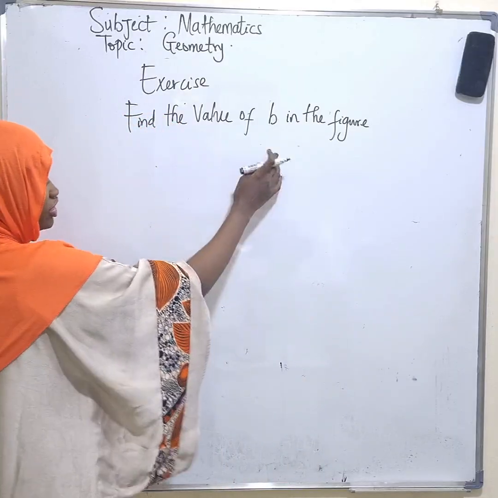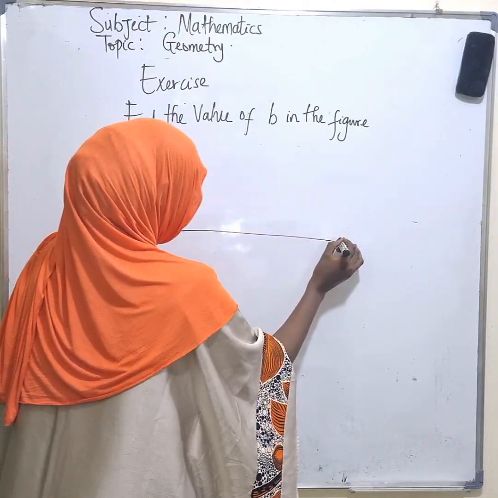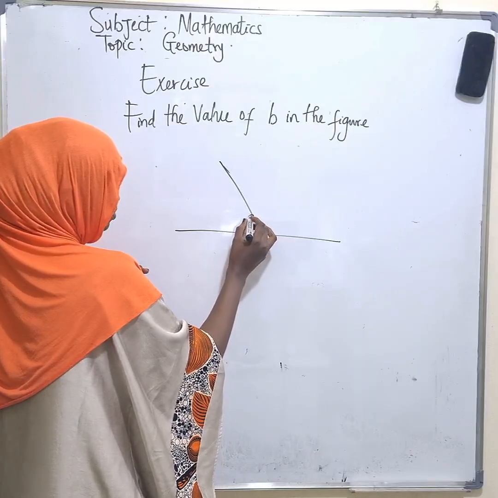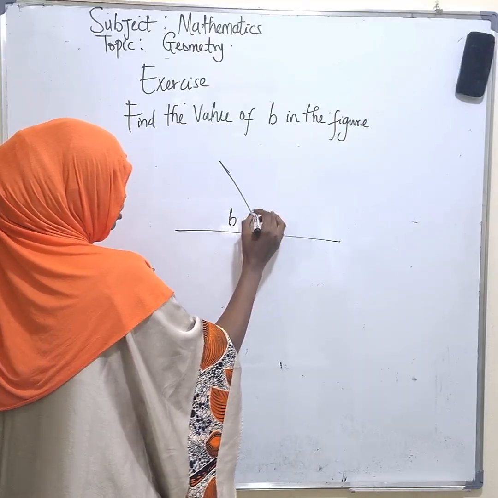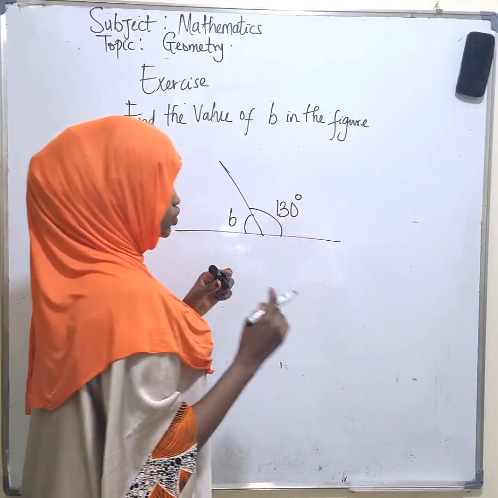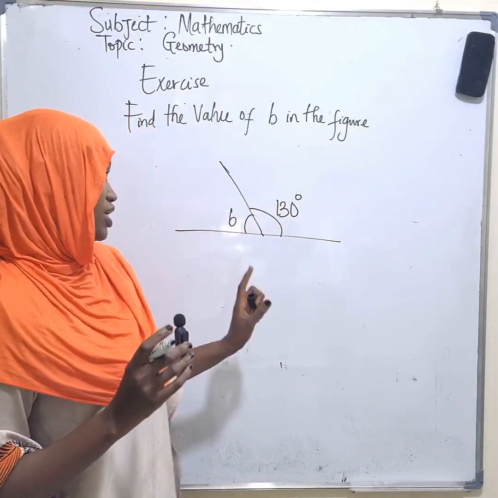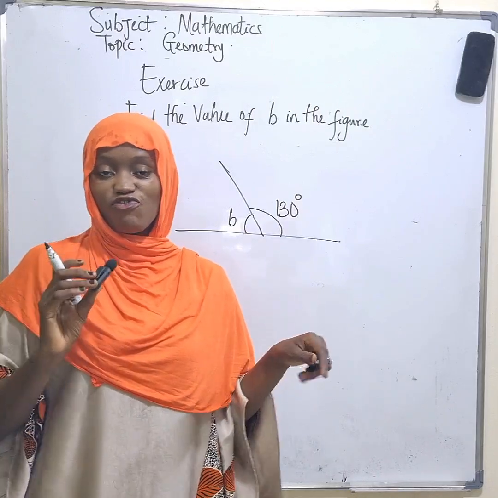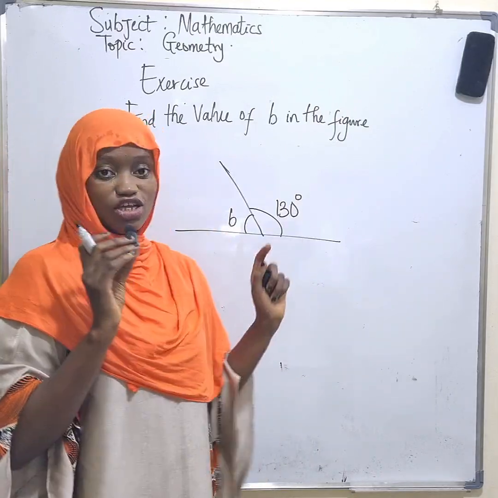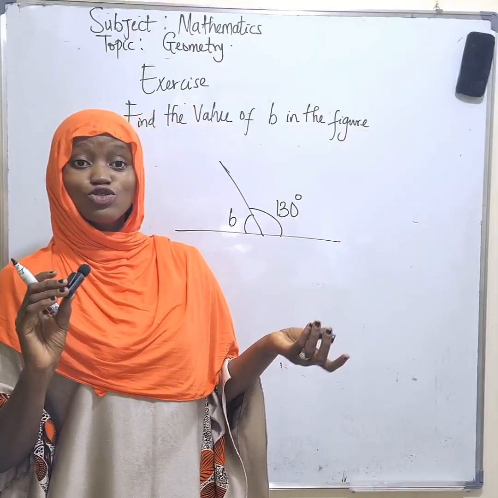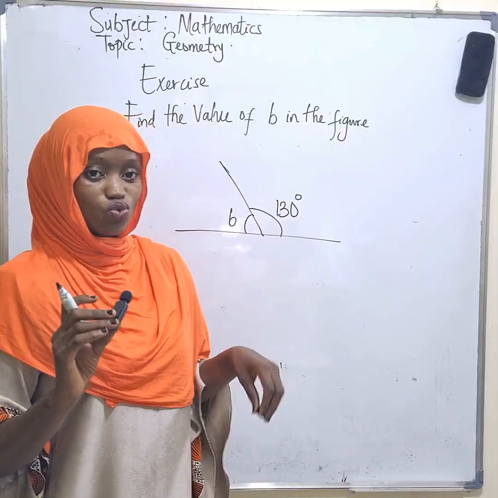So it says find the value of B in the figure. So this is the figure. We have a straight line. We have an angle here, angle B, and here we have angle 130. This is so easy. We have only two angles here on this line, right? So in 10 seconds, find the angle B and drop your answer in the chat box. All right, so now we can move on to the second rule, which is rule 2.